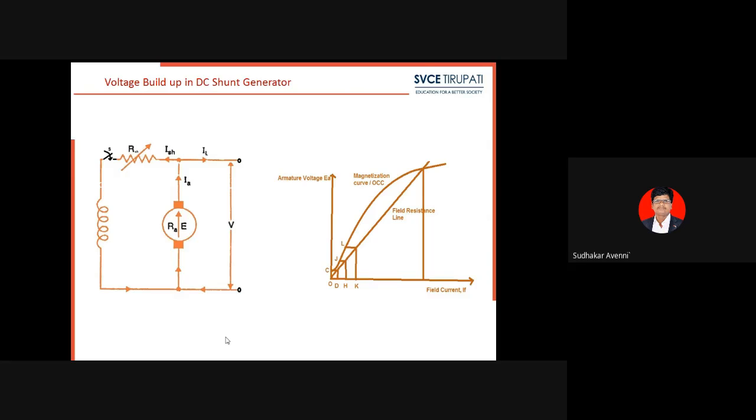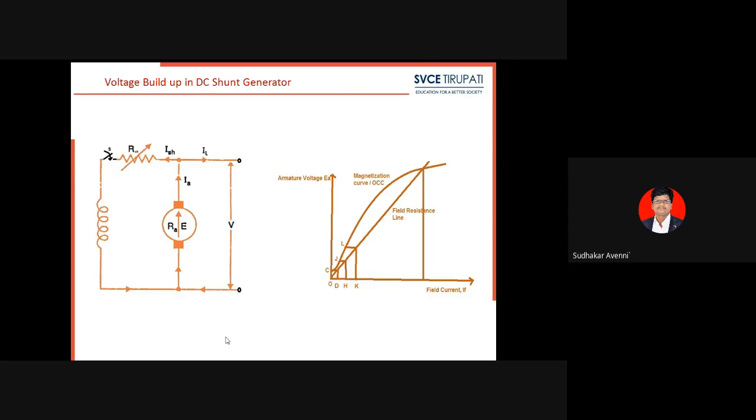Next, second point. The field terminals must be properly connected with respect to the armature terminals, such that the flux produced by the field current aids the residual flux. If the field terminals are wrongly connected, the field flux opposes the residual flux. The residual magnetism is lost. There is no buildup of voltage here. So for that reason, the field terminals must be properly connected with respect to the armature terminals. This is the second point.